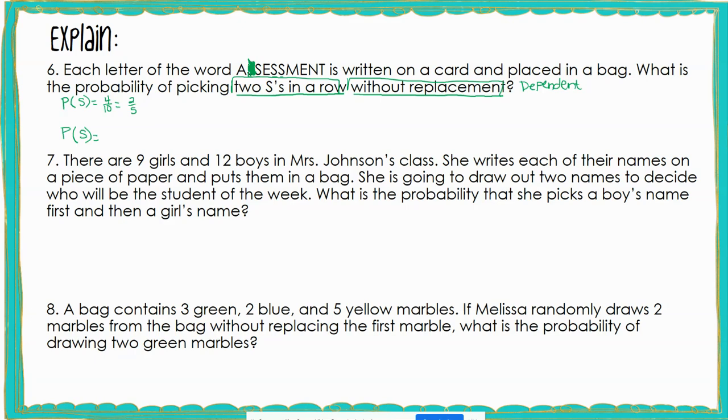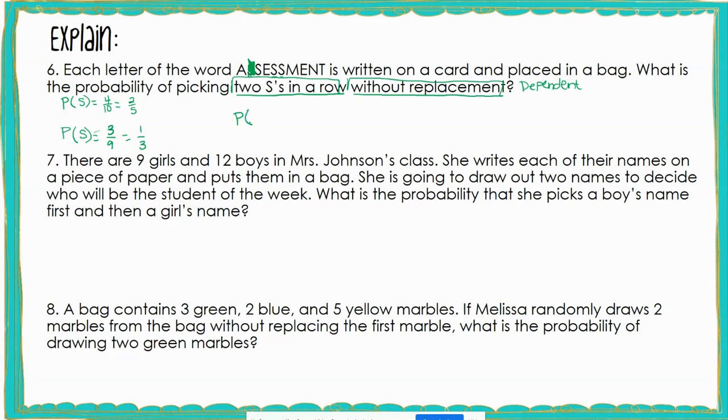And because I took one of those S's away, there are only 3 S's in the word. So now the probability of the second S is that there are 3 S's left out of 9 letters left. 3 over 9 simplifies to 1/3.